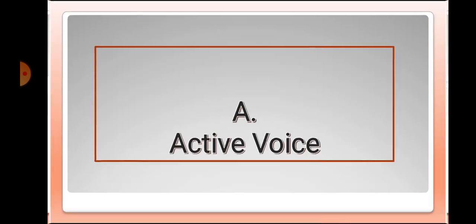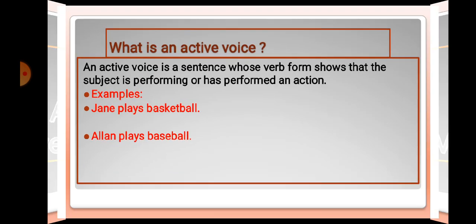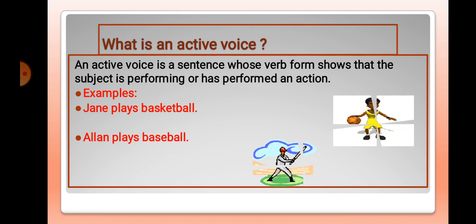Our content today is divided into three: A, active voice; B, passive voice; C, how to change active voice to passive voice or passive voice to active voice. When do we say a sentence is in its active form? An active voice is a sentence whose verb form shows that the subject is performing or has performed an action.